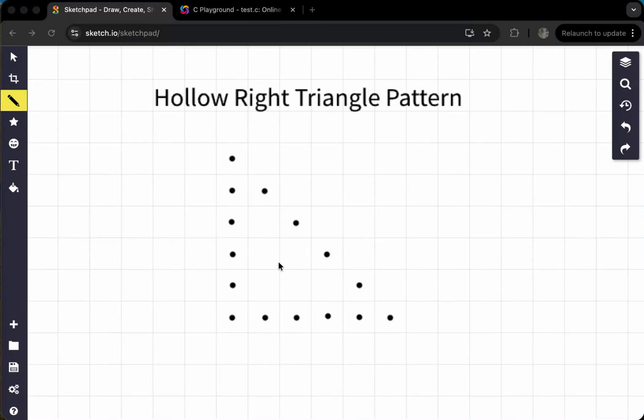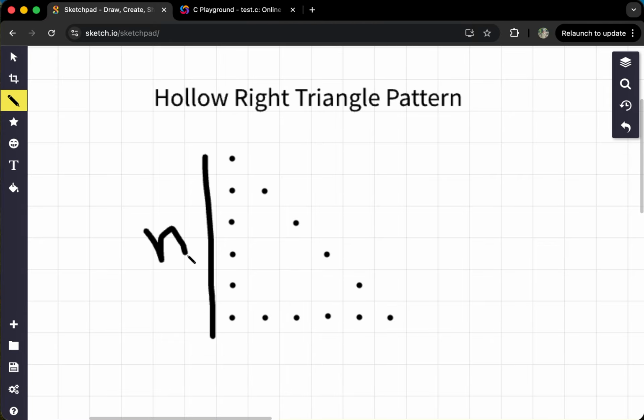Hello everyone. Today let's see how to print hollow right triangle pattern using C programming. So for this pattern, we'll first take n as our input. N will represent the height and base of the triangle. So this length would be n and also the base would be n. So let's see how we can print this.